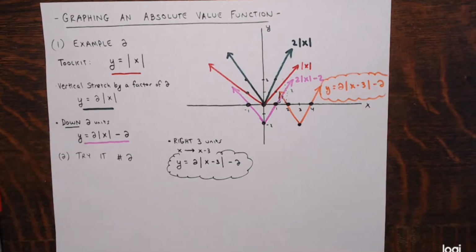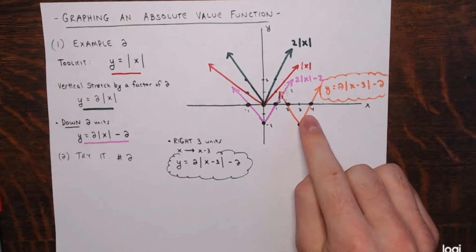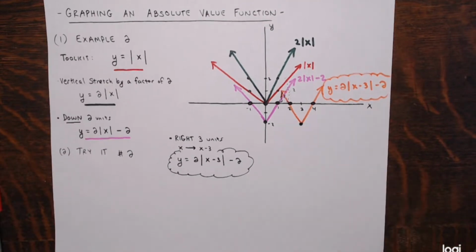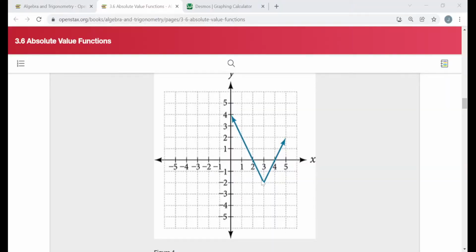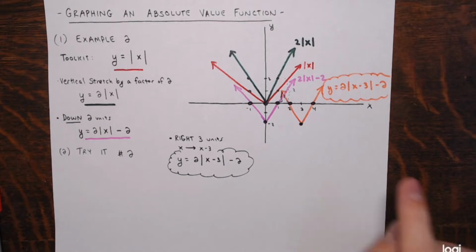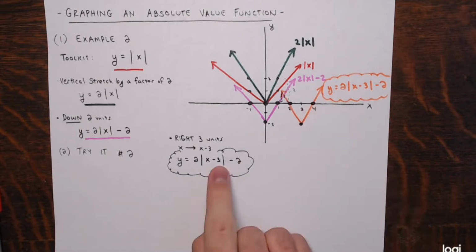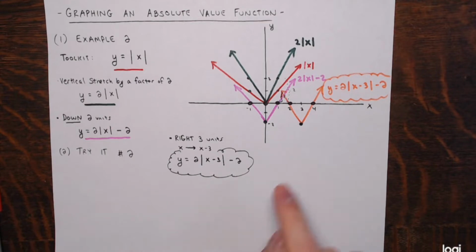This orange graph has (3, -2) as the lowest point. So does this graph, see (3, -2). This one has (4, 0) and (2, 0) as its x-intercepts. So does my orange graph. So this is a perfectly valid equation for the graph they gave us. That's why I've circled it twice.